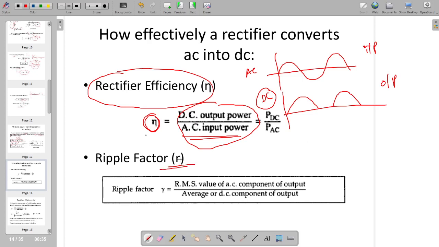What does ripple factor mean? It tells what amount of AC is present in the DC output of the rectifier. Ripple factor is defined as the RMS value of the AC component of the output upon the average or DC component of the output. This equation is also very important.